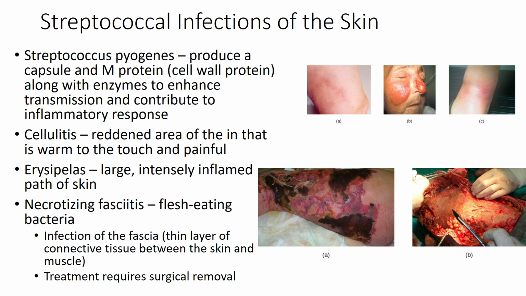And if any of you have ever heard of flesh-eating bacteria or necrotizing fasciitis, that is typically an infection of Streptococcus, although sometimes Staphylococcus, where we get a really rapidly growing infection that leads to tissue death, where the infection is actually so deep it's between the skin and the muscle itself. The only way to really treat this necrotizing fasciitis is to remove the skin that is infected.